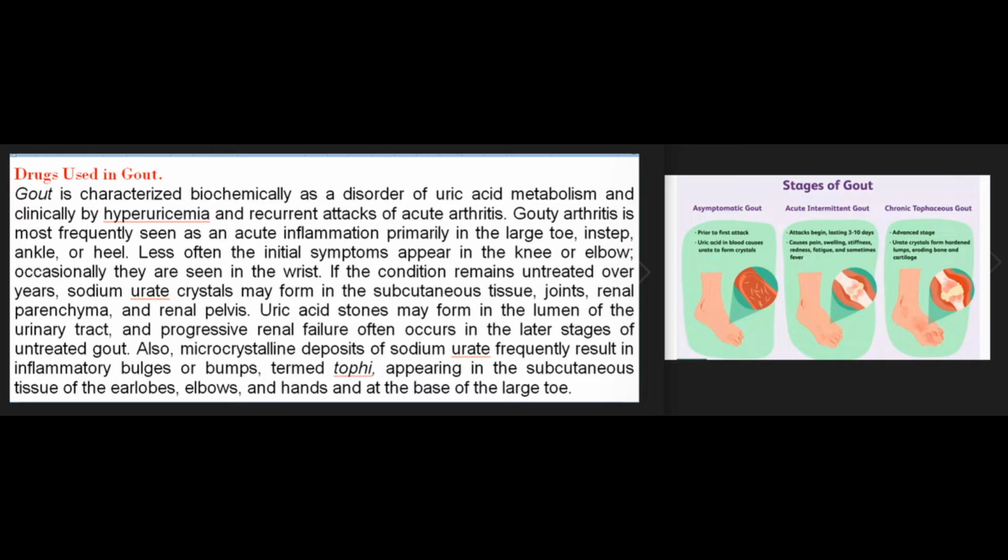If the condition remains untreated over years, sodium urate crystals may form in the subcutaneous tissue, joints, renal parenchyma, and renal pelvis. Uric acid stones may form in the lumen of the urinary tract, and progressive renal failure often occurs in the later stages of untreated gout. Also, microcrystalline deposits of sodium urate frequently result in inflammatory bulges or bumps, termed tophi, appearing in the subcutaneous tissue of the earlobes, elbows, and hands and at the base of the large toe.